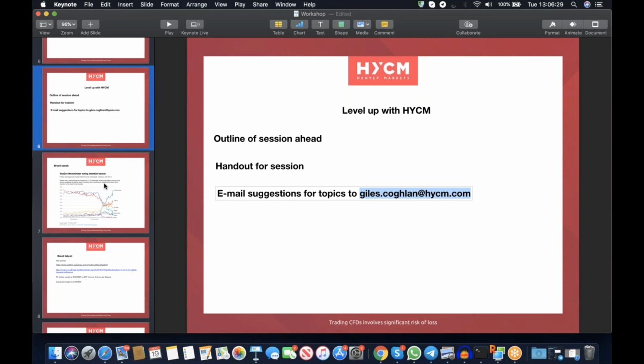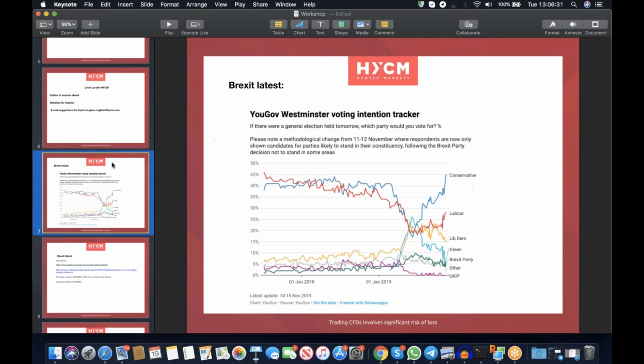So without further ado, we're going to get into using the election polls to trade the pound. Now, the latest on the Brexit. Brexit has gone from headline Brexit trading to a focus now on a general election for December the 12th. That is now what the market is focusing on in trading the pound. And these corresponding lines are the result of a YouGov poll.